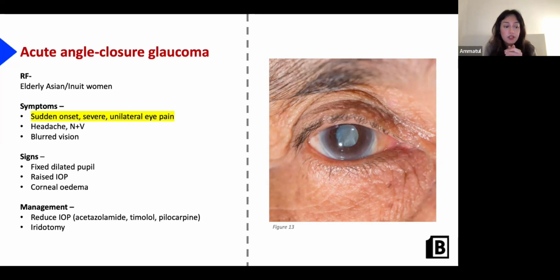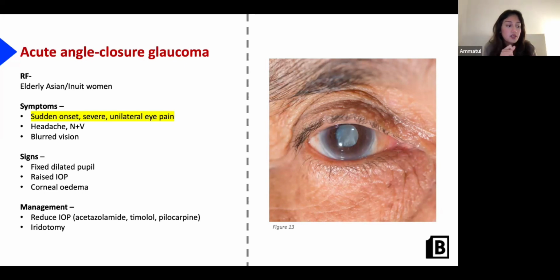However, the main predisposing factor is the structural anatomy of the anterior chamber, which leads to a shallower angle between the iris and the cornea. The main risk factors are increasing age, being female, and also East Asian or Inuit race. And this is because of the structures of the eye for that group.